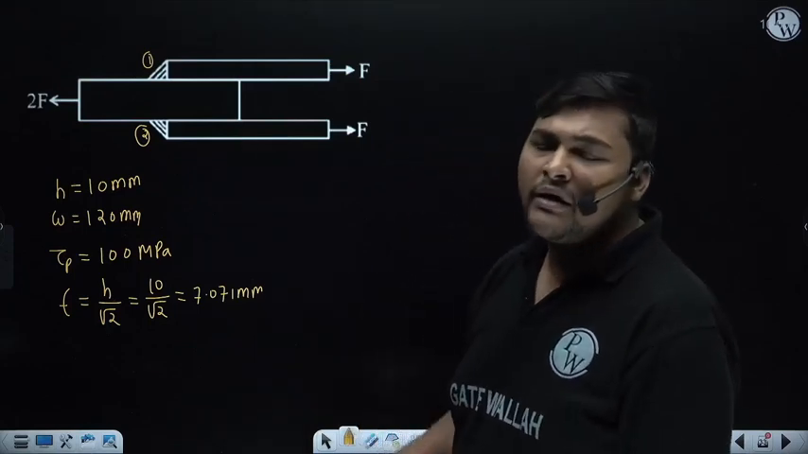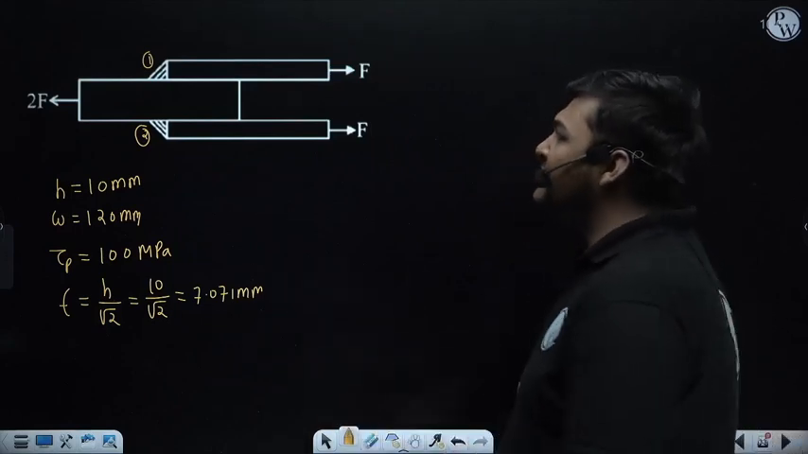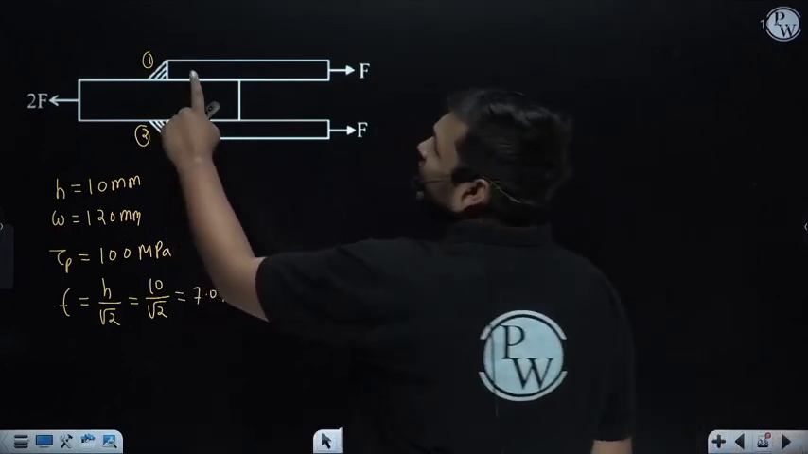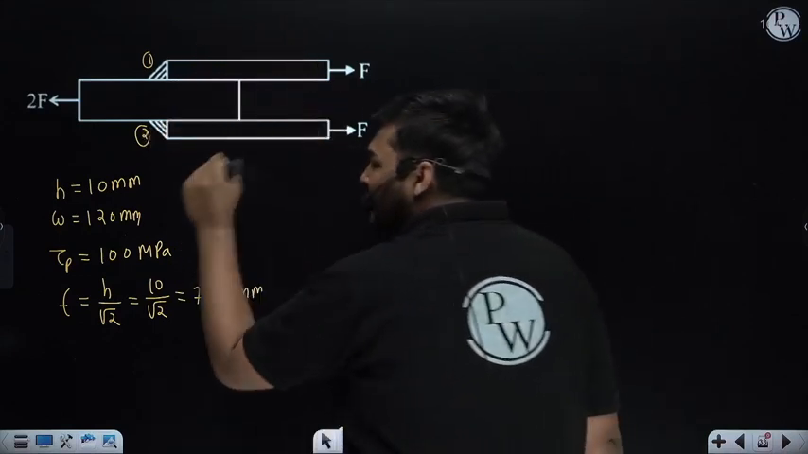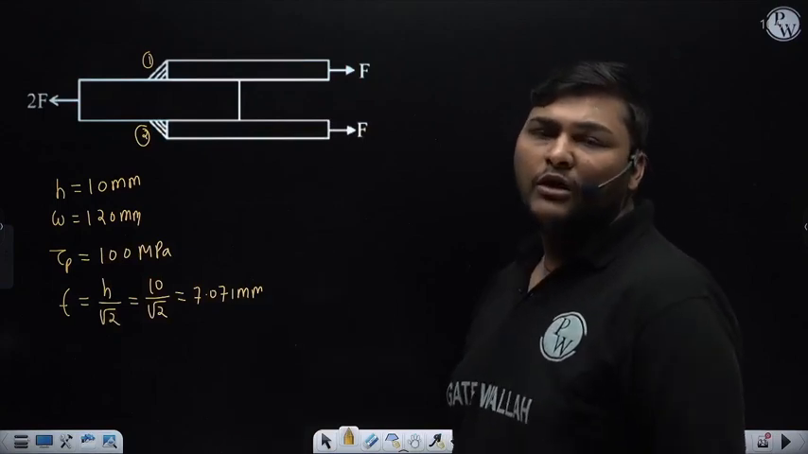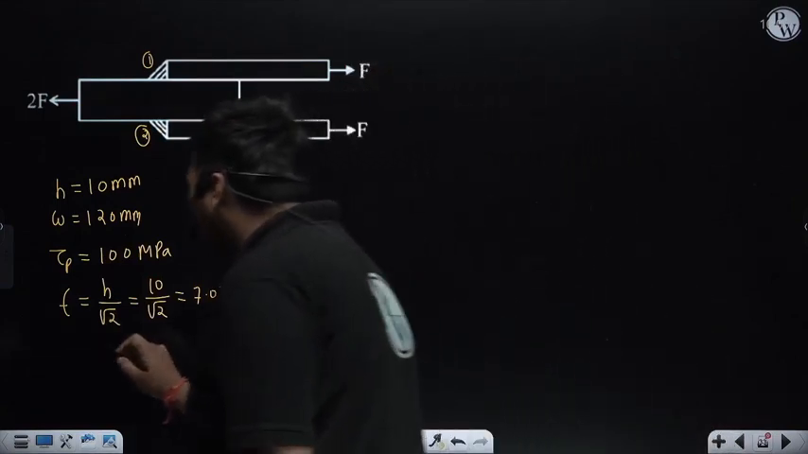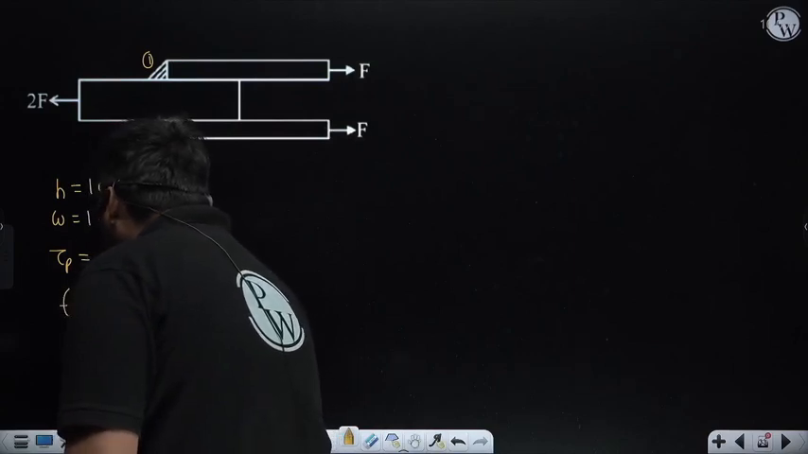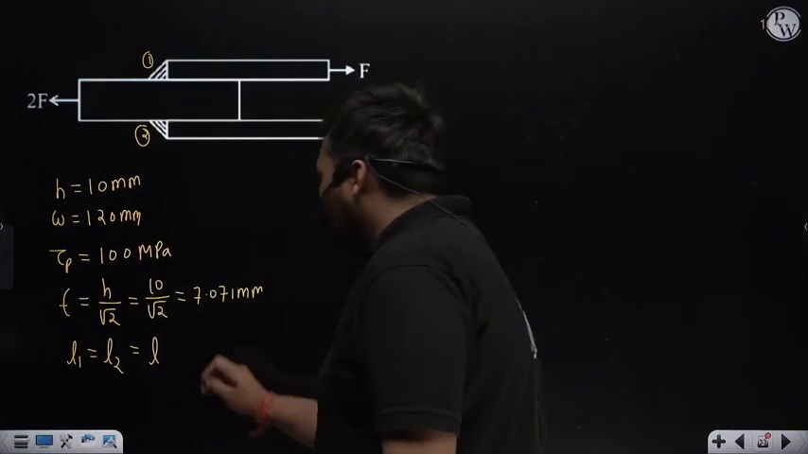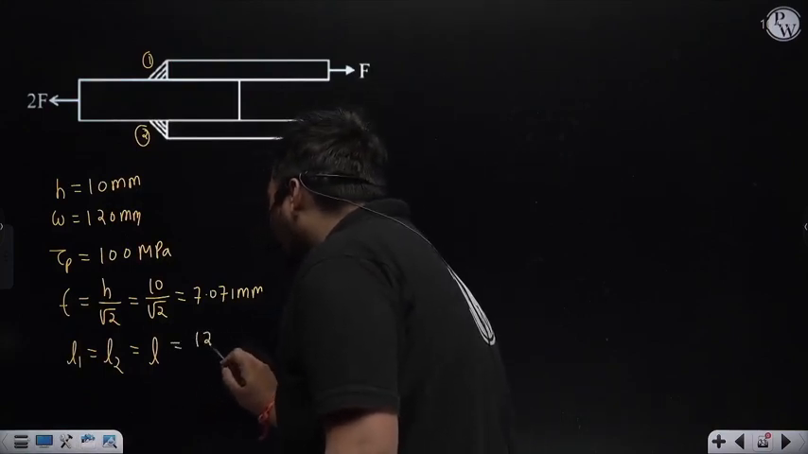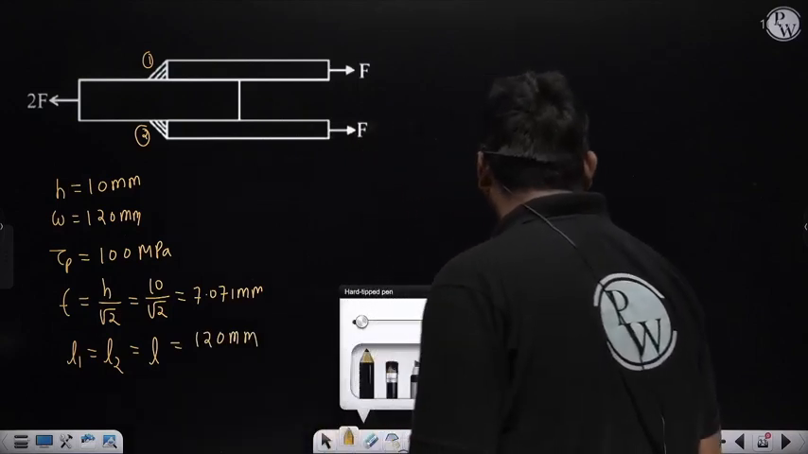As I have already explained, whenever the length of the weld is not given, we take the length of the weld equal to the width of the plate. That means we are assuming the welded joint is made across the entire width of the plate. So the length of both welds, L1 equals L2, which I am representing as L, will be equal to the width of the plate, which is 120 mm. Now I can find the maximum shear stress in this weld.